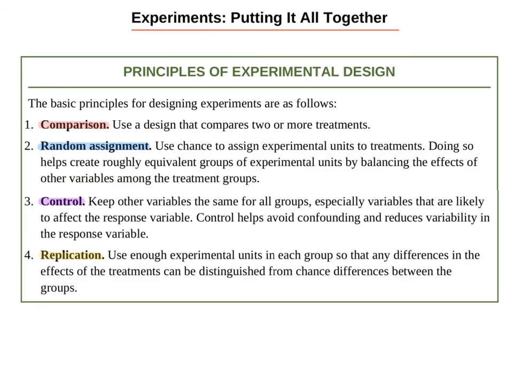All right, again, putting all these things together, the principles of experimental design are as follows. First, comparison. Use a design that compares two or more treatments. Random assignment. Use chance to assign experimental units to treatments. Control. Keep other variables the same for all groups, especially variables that are likely to affect the response variable. Helps prevent against confounding, or as much as you can prevent against it. And then, of course, replication. Use enough experimental units, use enough subjects, as people, animals, things, in each group so that any differences in the effects of the treatments can be distinguished from chance differences between the groups.